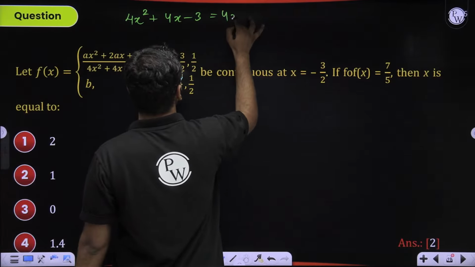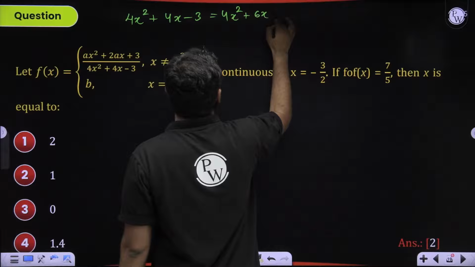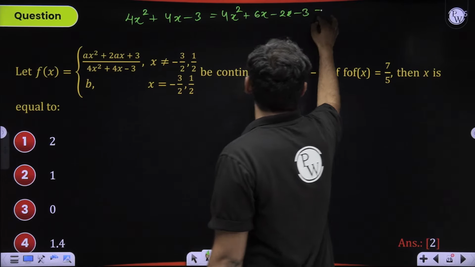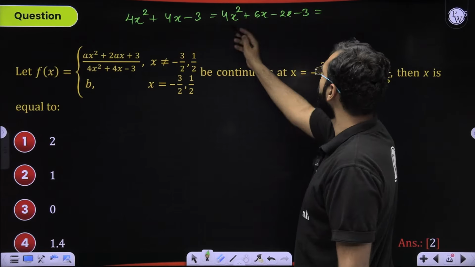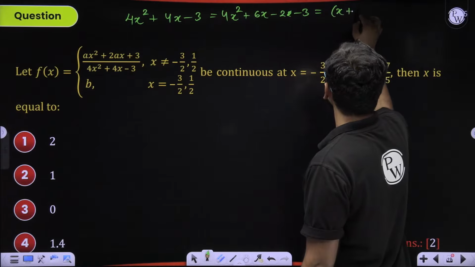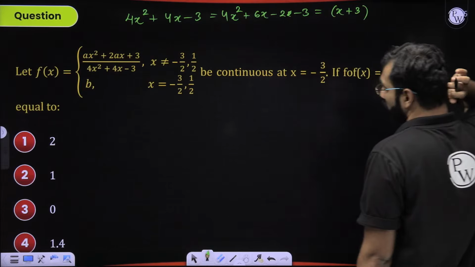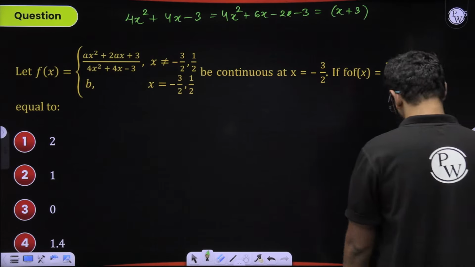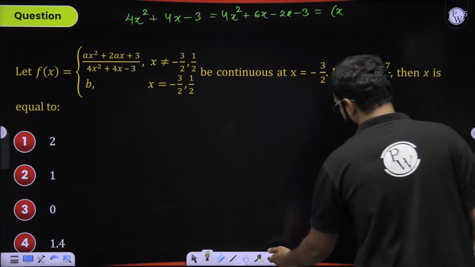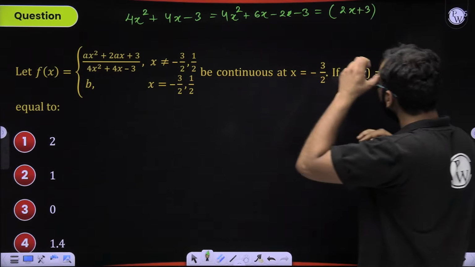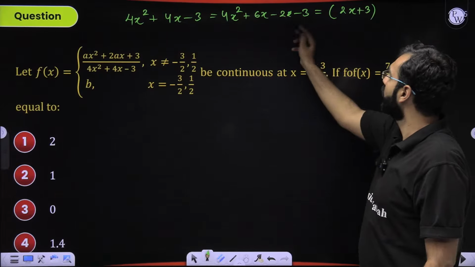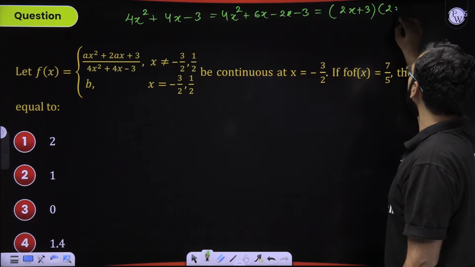So can I write it as 4x square plus 6x minus 2x minus 3, from which if I take 2x common from here, it leaves me with, what did I do? I have taken 2x common, right? So if I take 2x common, I'll be left with 2x plus 3. Correct me if I'm wrong. And then from the remaining terms I'll take minus 1 common. So it will be 2x minus 1.